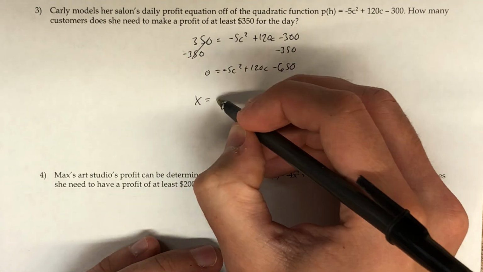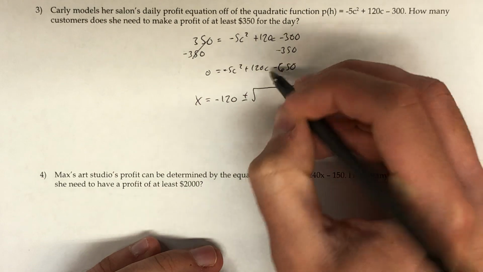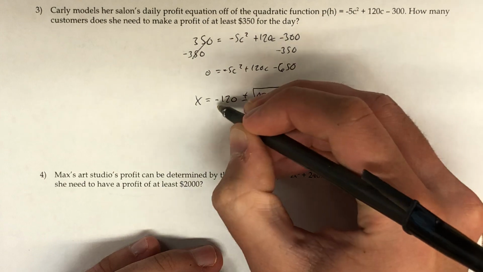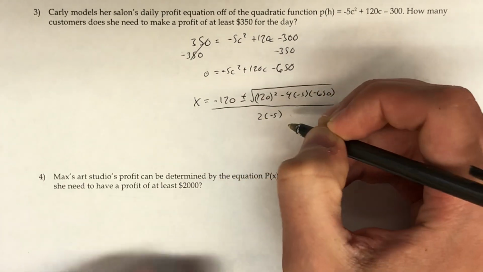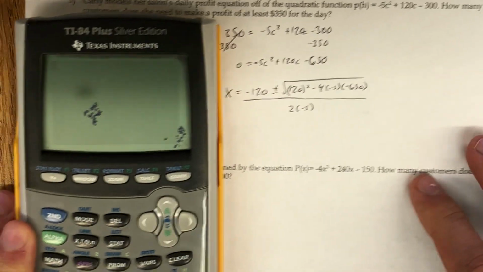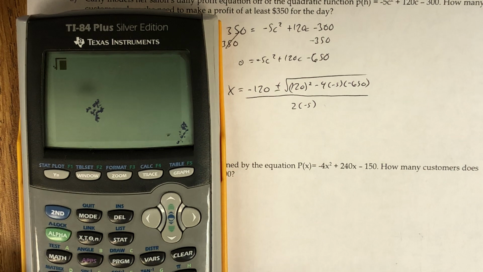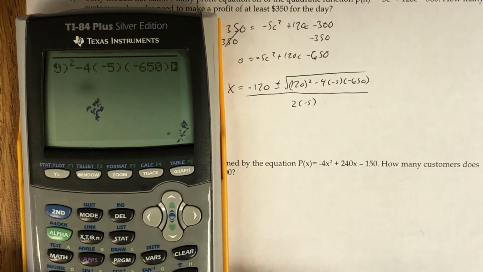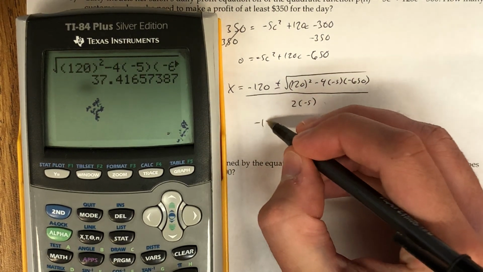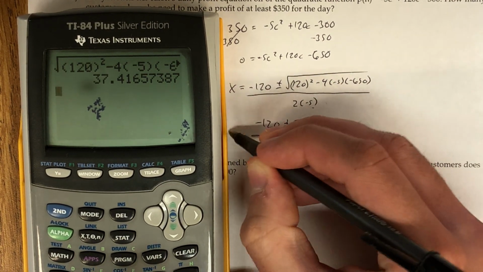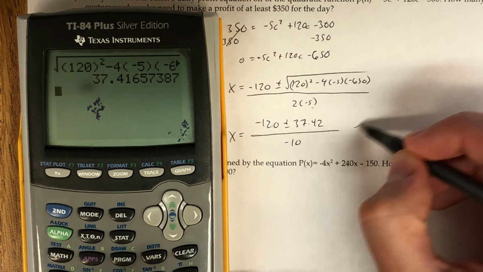So x equals negative 120 plus or minus the square root of 120 squared minus 4 times negative 5 times negative 650, all over 2 times negative 5. So let's figure out what that value is under the square root. We have the square root of 120 squared minus 4 times negative 5 times negative 650. So we get 37.42. Over 2 times negative 5 is negative 10. Now I want to divide each by negative 10.